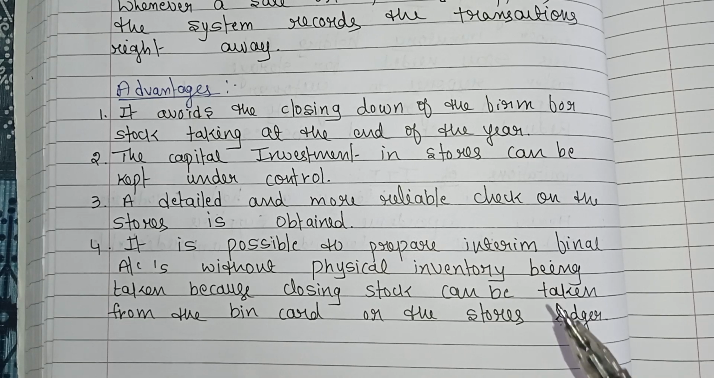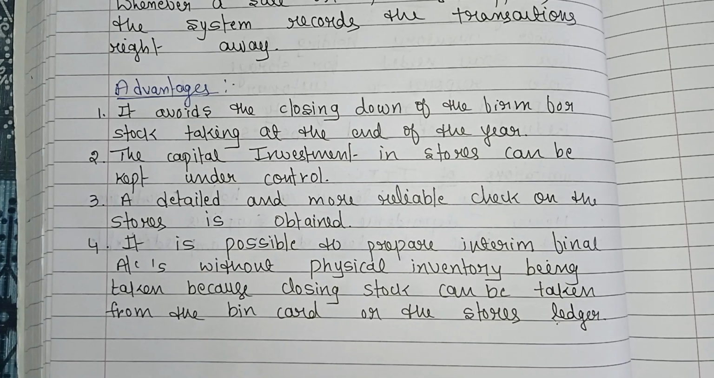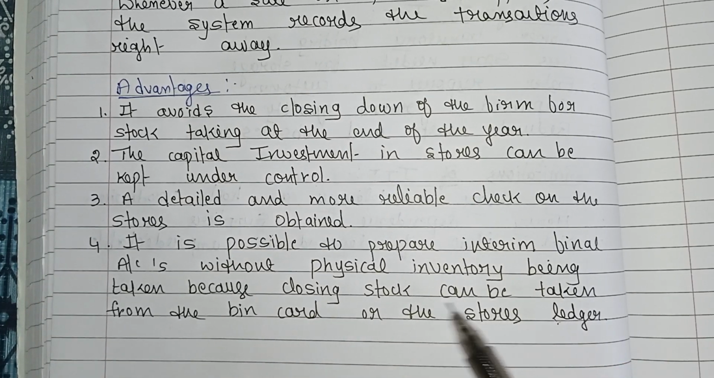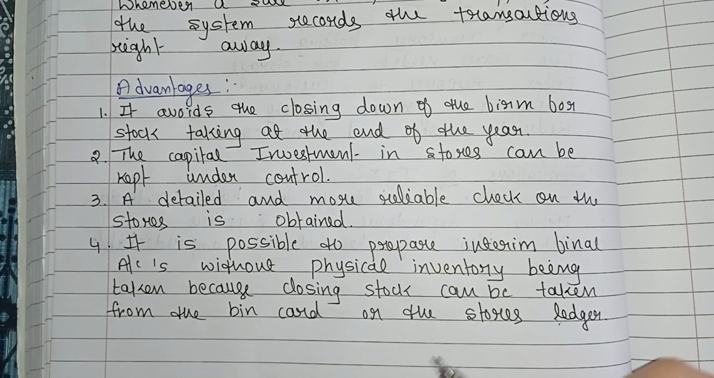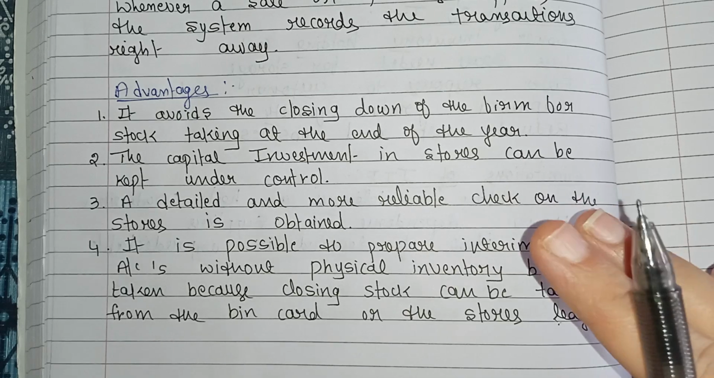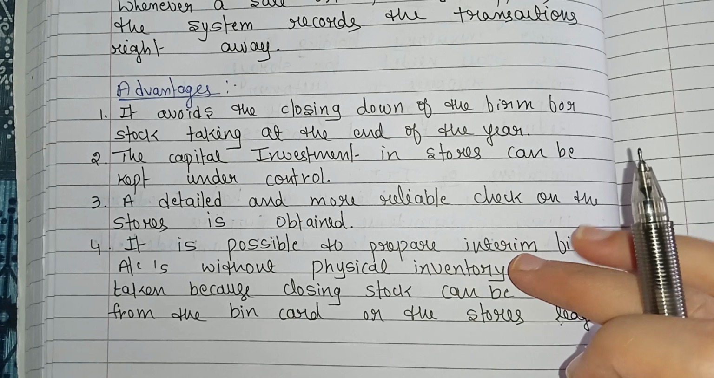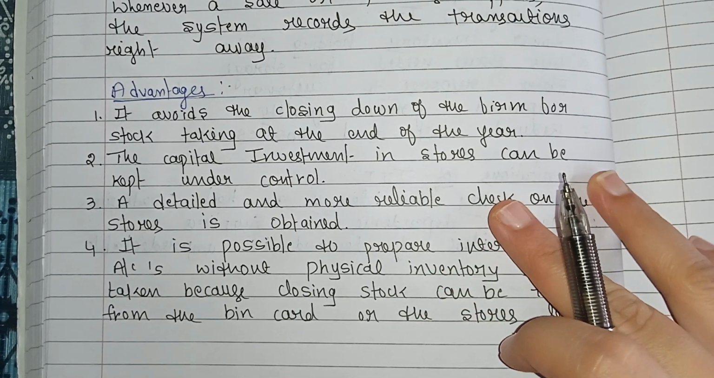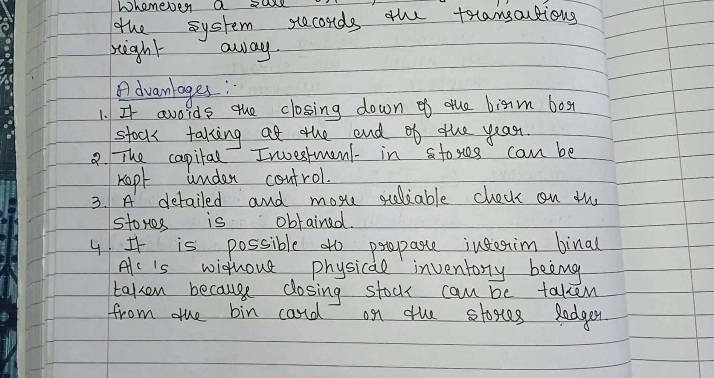Clear? Why? Because the closing stock value is always available from the bin cards. See here, because closing stock can be taken from the bin card or stores ledger, which are regularly updated. So this saves time and ensures quick and accurate financial reporting at any point during the year. At any time they are able to give the reports. Clear? Why? Because they update the stock records continuously. That is what perpetual inventory system is.